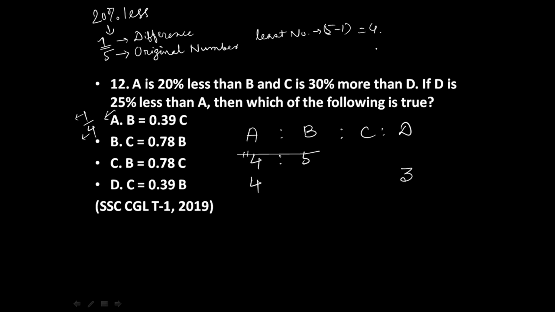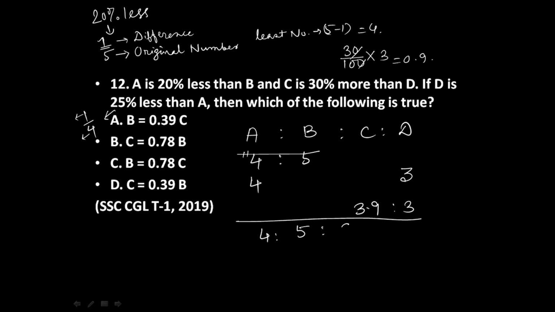Then C is 30% more than D. 30% more means 30 by 100 into 3, what is that? It's 0.9. So 30% more means C is 3.9. C is 3.9. 3.9 is to 3. Fine. So what is A is to B is to C is to D? A is to B is to C is to D is 4 is to 5 is to 3.9 is to 3.